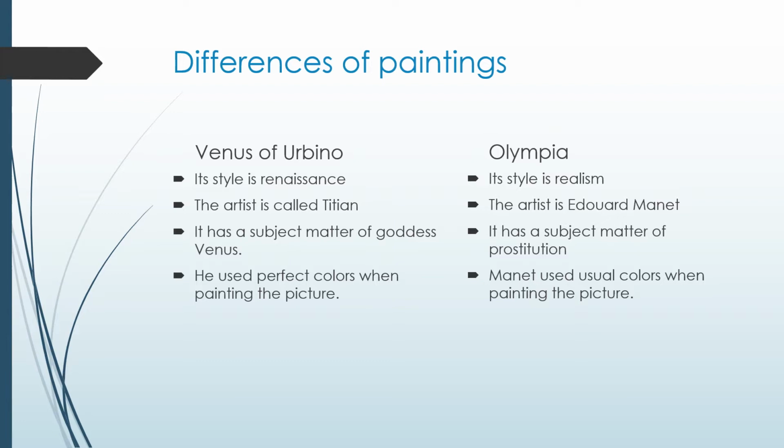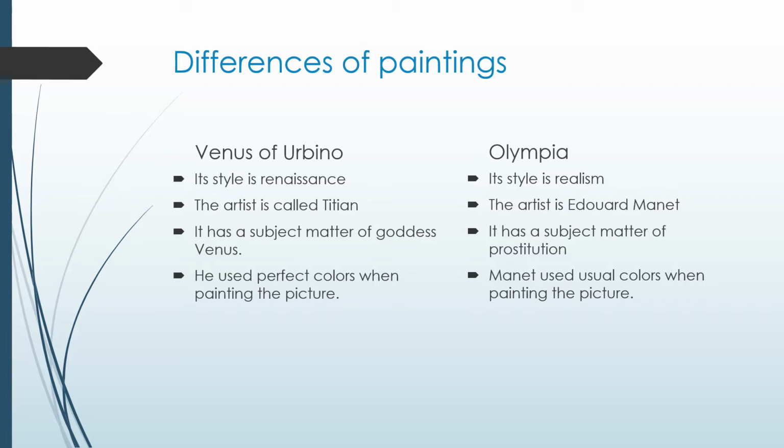The painting Venus of Urbino has a subject matter of Goddess Venus, whose functions are composed of love, beauty, desire, sex, fertility, prosperity, and victory, while the subject matter of Olympia is prostitution. As you have seen, there is a naked woman, and a maid is bringing flowers from the client, and you can see that the subject matter is prostitution.